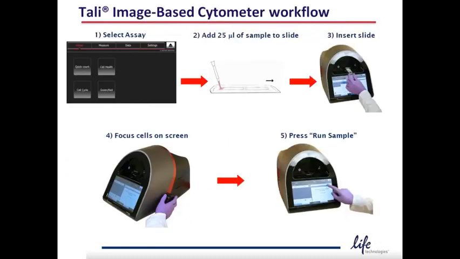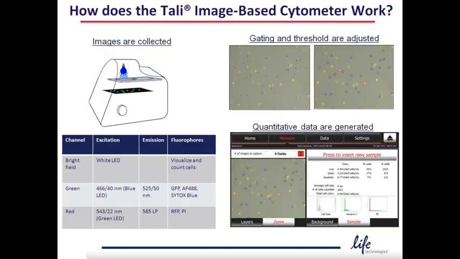Suffice it to say that the image cytometer itself is very simple to use. I won't go through all the steps, but in short, it was as simple as loading the stained cells in a slide, putting the slide in the instrument, and then pressing go. And at the end of it, we would end up with our cell cycle results.